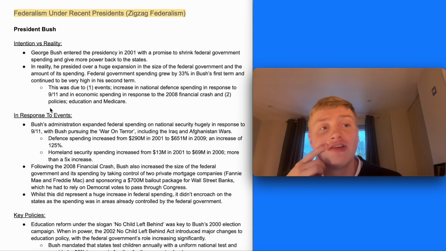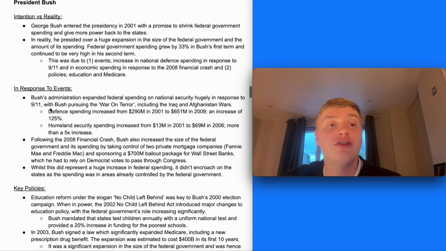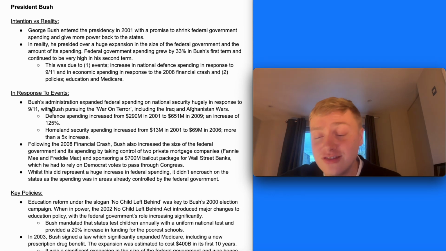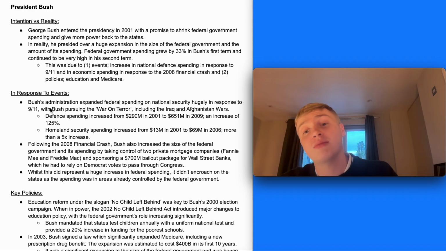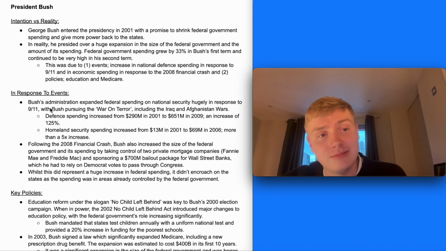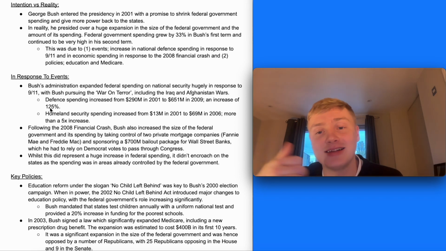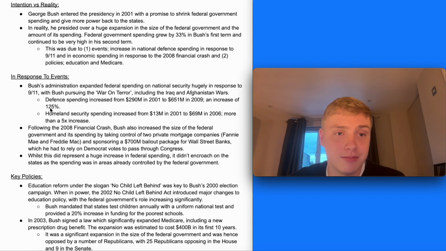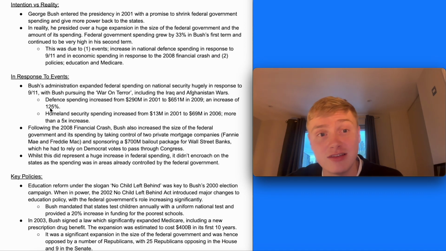In relation to Bush, it's really interesting to first see the intention at the start of his premiership, or prior to his becoming president, and then the reality. He entered the presidency in 2001, like most Republican presidents do, with a promise to shrink federal government spending and give lots more power back to the states, really supportive of federalism. In reality, by the end of his presidency, he presided over a huge expansion in the size of federal government and the amount of its spending. It grew 33% in Bush's first term and continued to be very high in his second term.